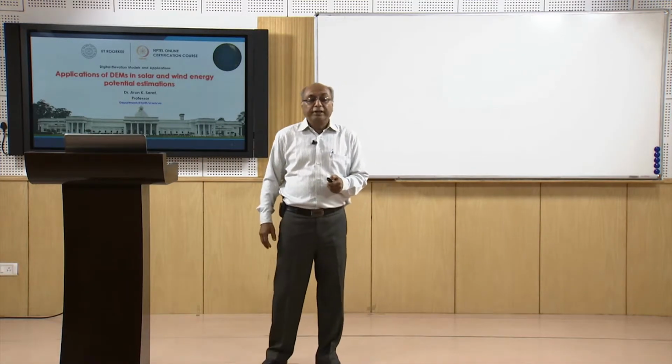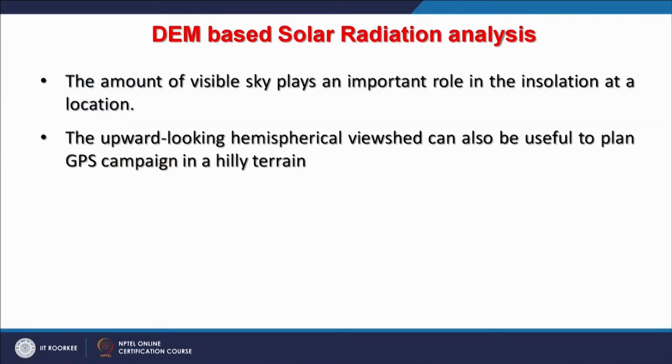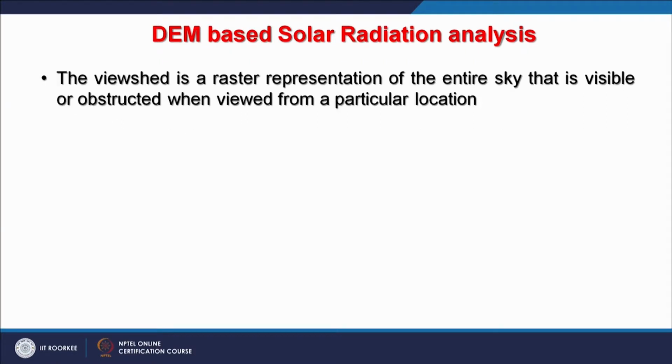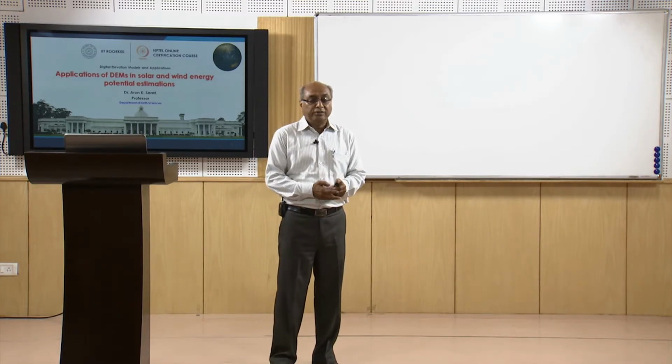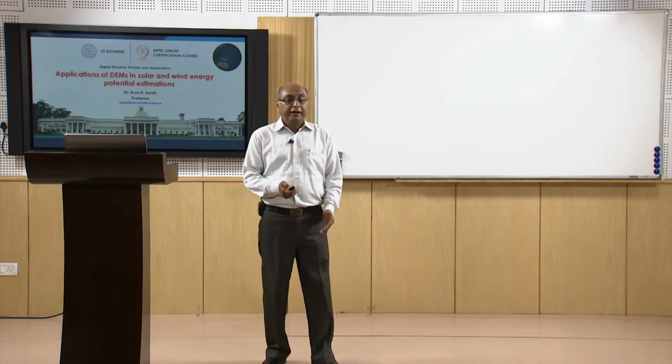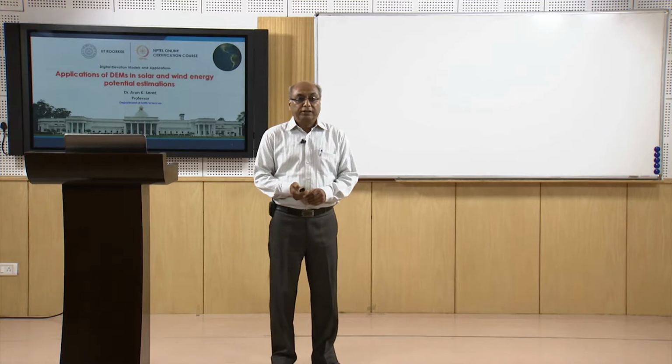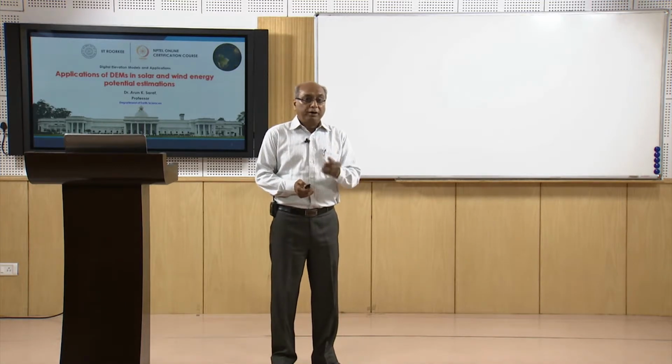So the upward-looking hemispherical viewshed can also be useful to plan a GPS campaign in a hilly region, as I have given the example earlier. For example, a sensor located in an open field has higher insolation than a sensor located in a deep canyon. And the viewshed is a raster representation, because we are using a digital elevation model, which is a raster model, of the entire sky that is visible or obstructed when viewed from a particular location, looking upward.